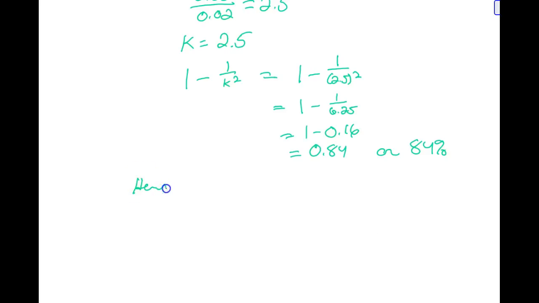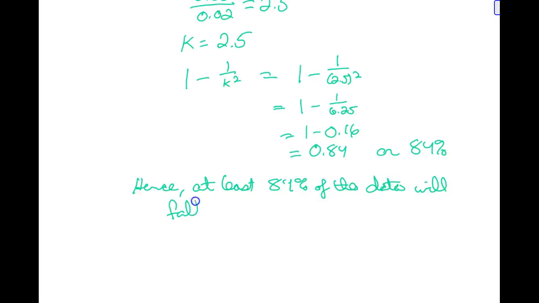Hence, at least 84% of the data will fall between our two given values of 20 cents and 30 cents. Again, this is using Chebyshev's inequality because we do not know if it is approximately symmetric or not. Anytime we're unsure, we better use Chebyshev's inequality.